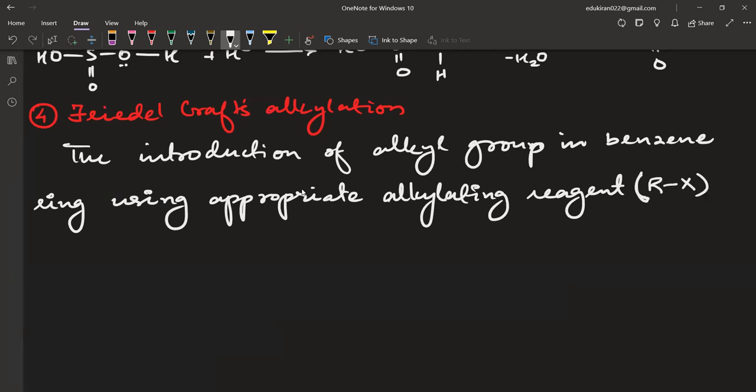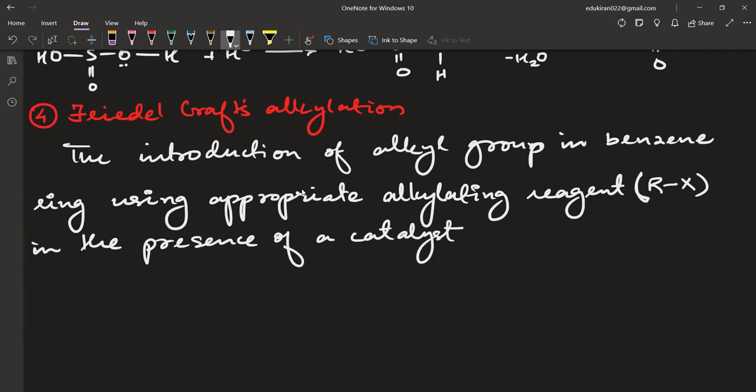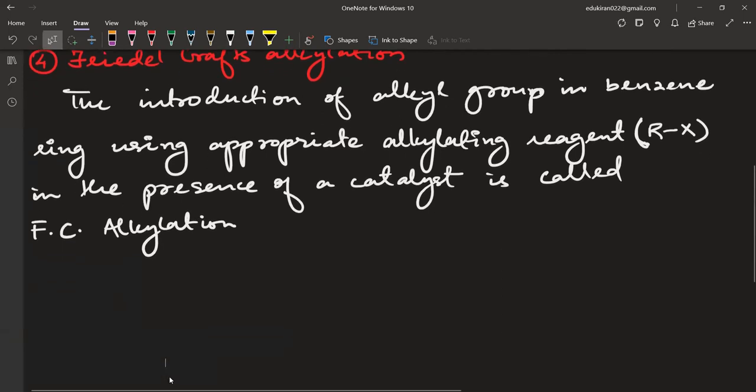You use haloalkane as an alkylating reagent. Using an appropriate alkylating reagent in the presence of a catalyst is called Friedel-Crafts alkylation. Okay. So write a general reaction.